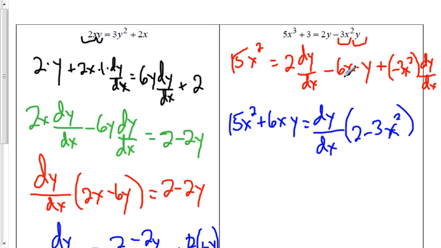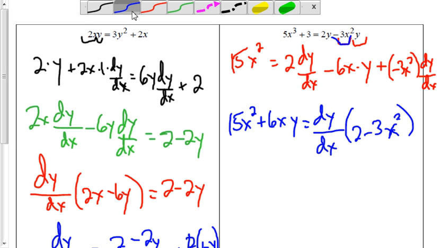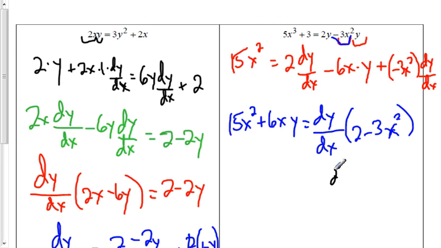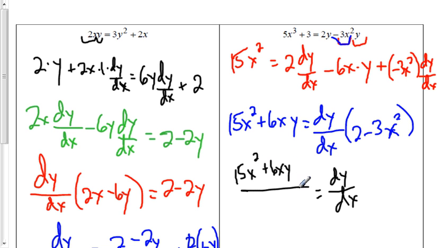Okay, if you had done it without a negative sign there, if you treated it differently, and I probably should have blocked that like that, negative 3x squared, you might need one more step in there if you didn't include that negative like I did. So now how do we get dy/dx by itself? You have to divide both sides. So dy/dx equals 15x squared plus 6xy all over 2 minus 3x squared.